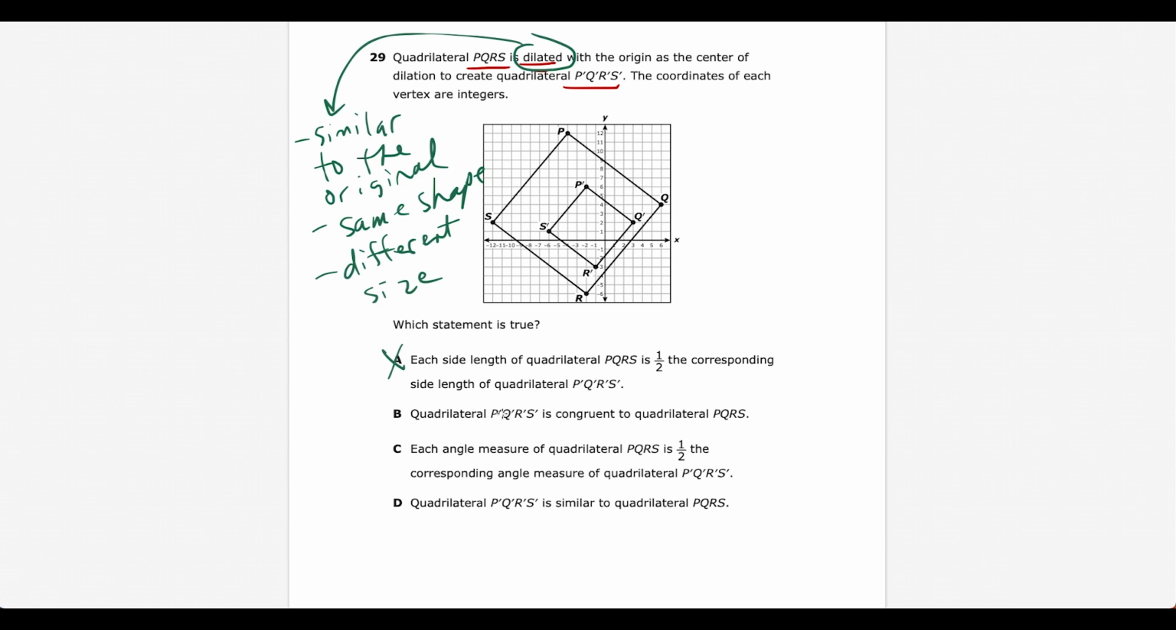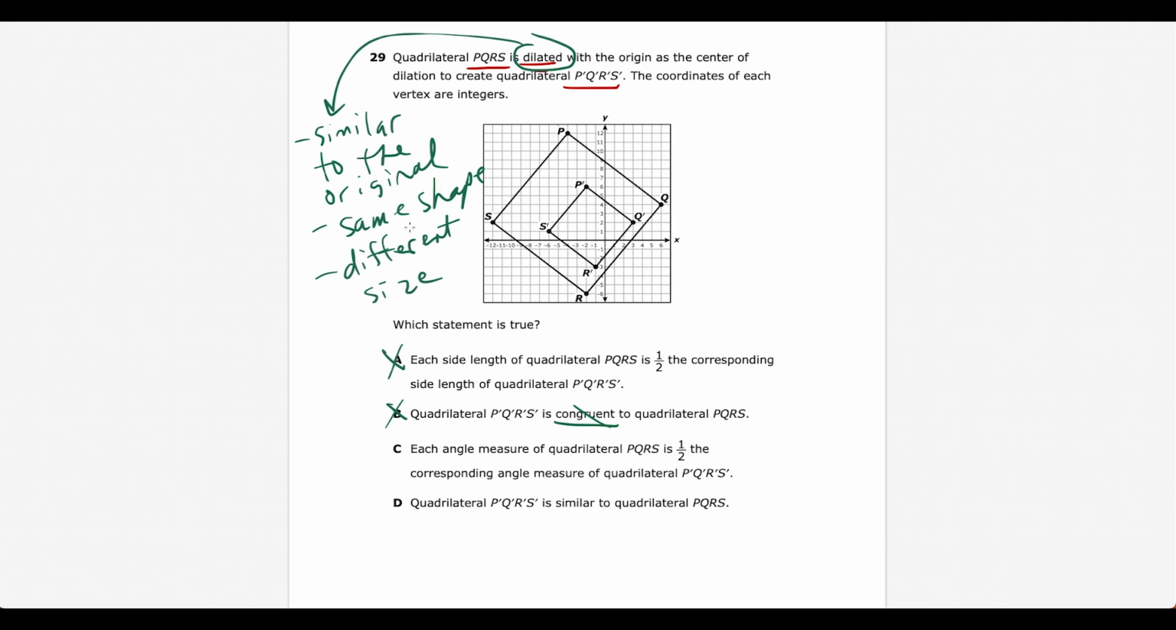Quadrilateral P prime, Q prime, R prime, S prime, I'm just going to say the new quadrilateral, that's hard to say, is congruent to the original. No, congruent means exactly the same, but notice that it's a different size quadrilateral. So they can't be congruent. This part here would not be true. So B is eliminated.